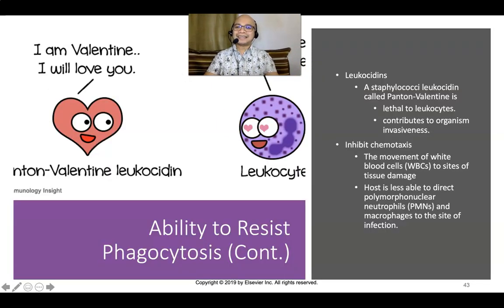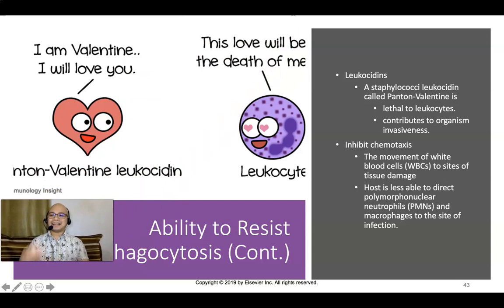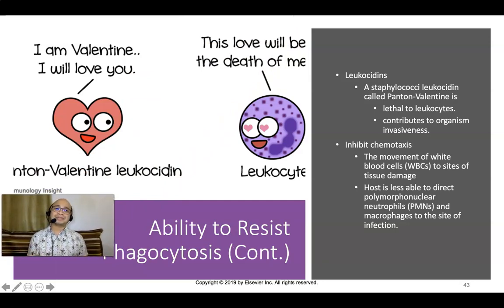Another virulence factor that may be produced by these bacteria is leucocidin. Leucocidin is also produced by the genus Staphylococcus. It is otherwise known as the Panton-Valentine leucocidin or the Panton-Valentine factor; other texts may call it that. This Panton-Valentine leucocidin may have the ability to destroy leukocytes. Since leukocytes are destroyed, it will eventually contribute to the invasiveness of the organisms.